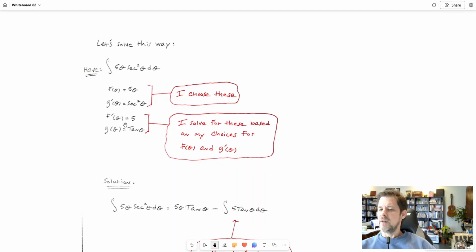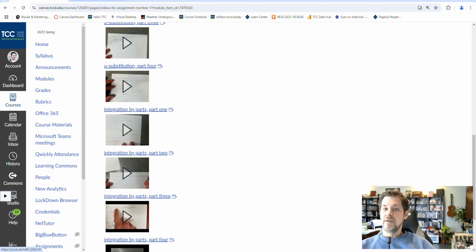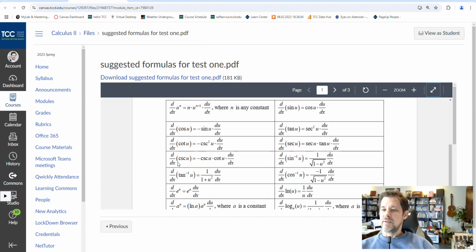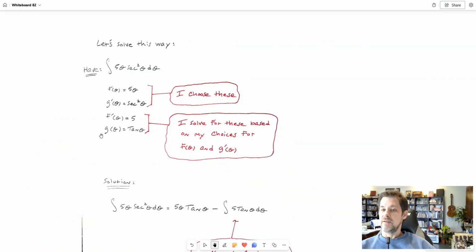Derivative of what is secant squared theta? And maybe from there, I could look at my formula page and look through my derivatives, and the derivative of tangent is secant squared. Okay, so that's what I want. That's why it says here g of theta is tangent theta. And sure enough, that's consistent, because if g of theta is tangent theta, then g prime would be secant squared. And all of these are consistent with each other. So I'll choose these, and then I'll figure these out down here.